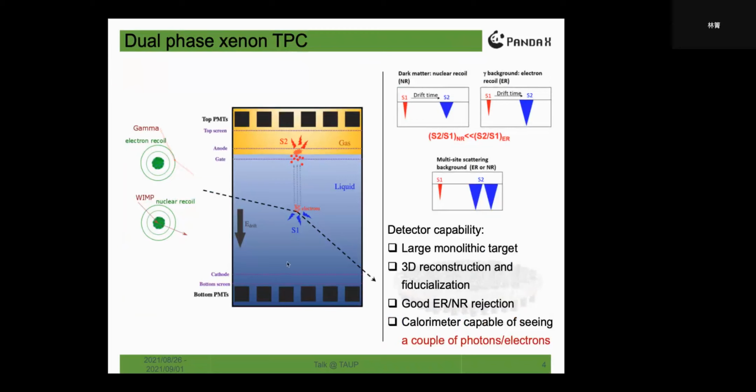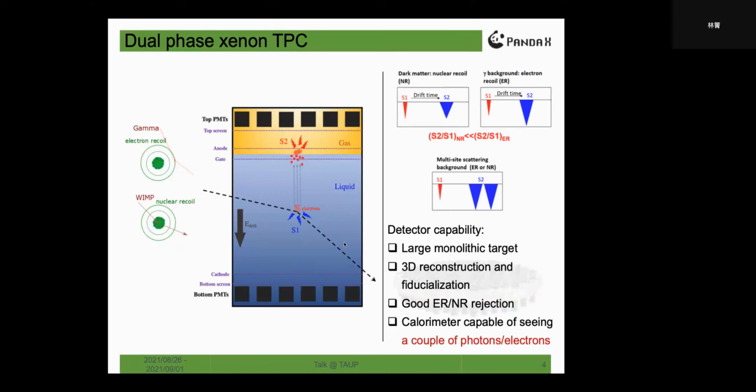A TPC usually is a cylindrical volume and consists of three layers of electrodes: cathode, gate, and anode. It is called dual phase because the liquid surface must be placed between the gate and anode. When an incoming particle interacts with target material inside the sensitive volume, it leaves a certain amount of ions and electrons. Some of them recombine instantaneously and create scintillation light, which is detected by the PMTs instrumented at the top and bottom of the TPC. We call this signal S1.